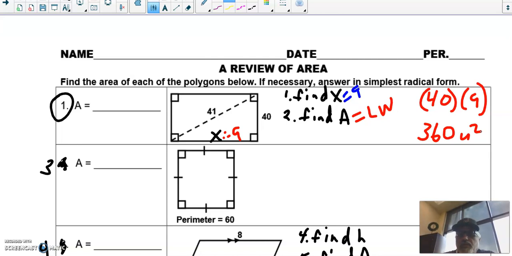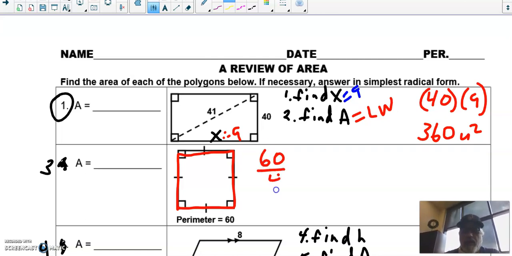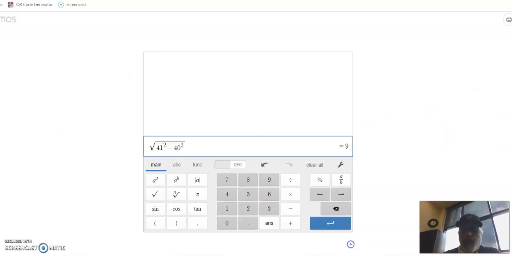Okay, so now I'm going to move to number 3. On number 3, we have a square, and they give me the perimeter. So what we have to remember is that on a square, all the sides are the same, right? So if my perimeter is 60, in order to find one side, it's going to be 60 divided by 4. I'll plug that into my calculator, 60 divided by 4, and I get 15.